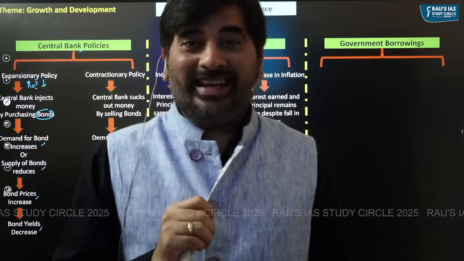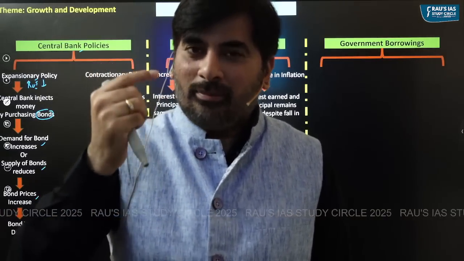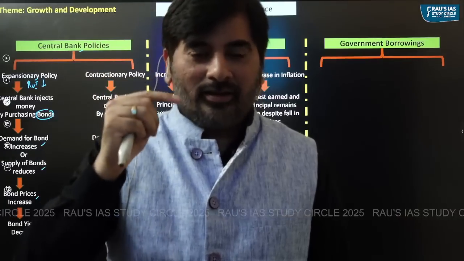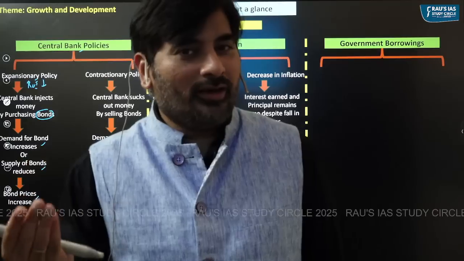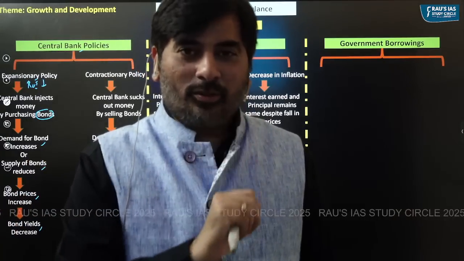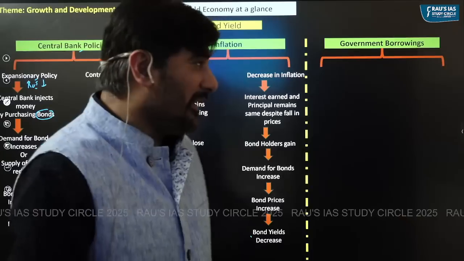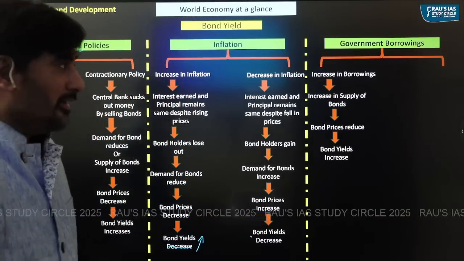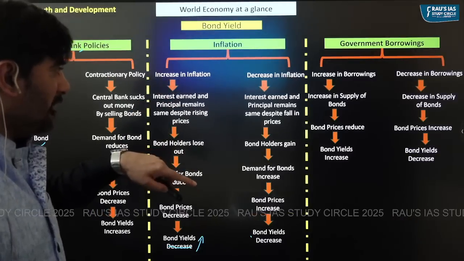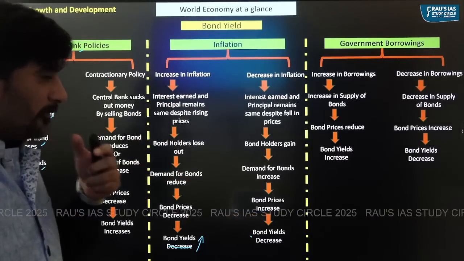If supply of bond increases, what will happen to bond price? Bond price will reduce. What will happen to bond yield? Bond yield is inversely proportional to bond price. Bond yield will increase, right? Same way, if there is decrease in borrowings of the government, bond yields will also decrease.